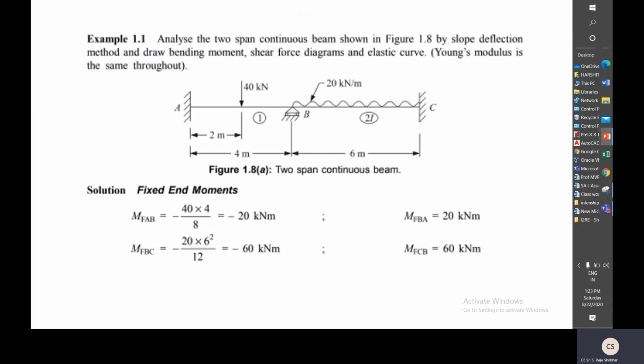for this structure analysis course. Today's session, we will try to discuss slope deflection method of analysis of continuous beam.